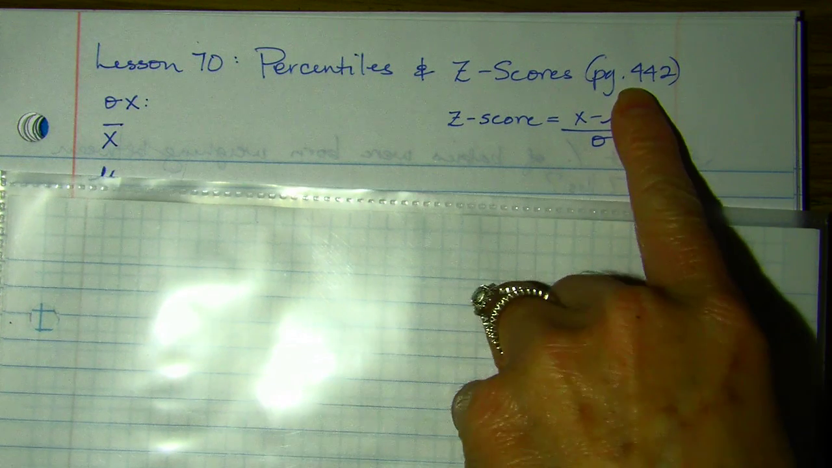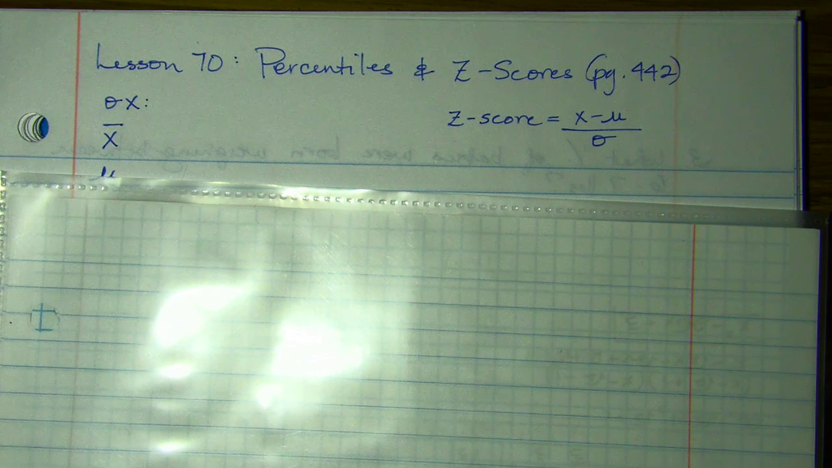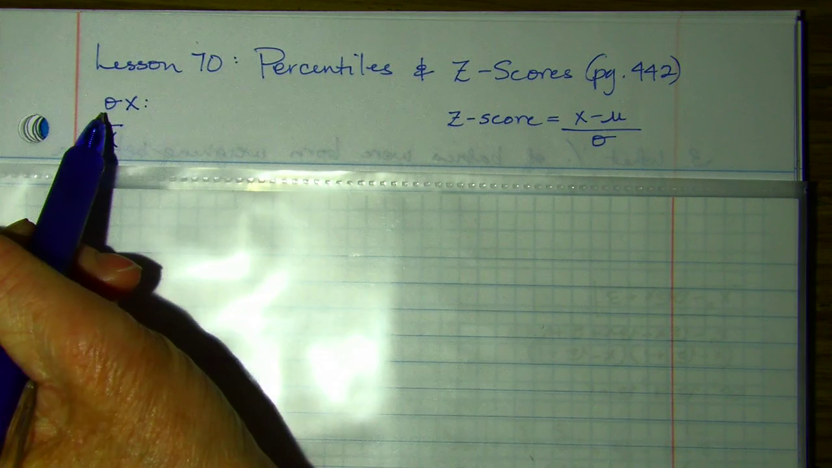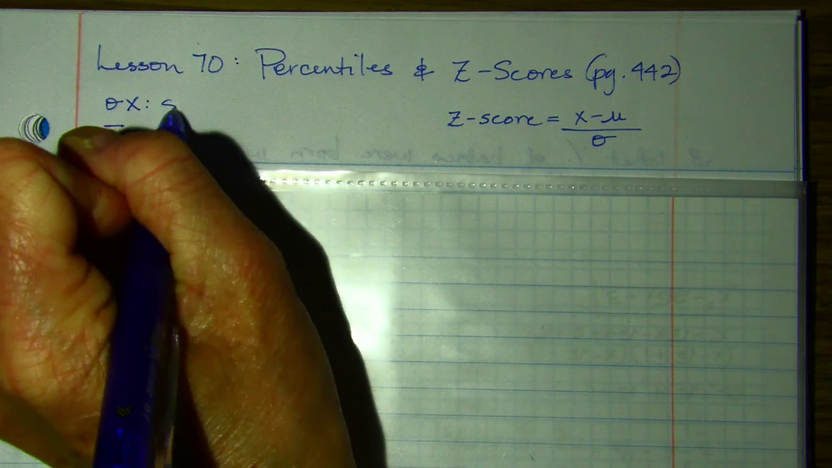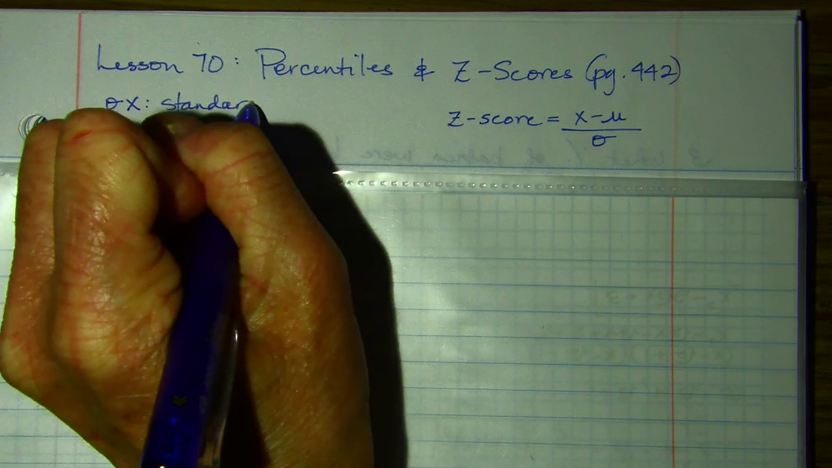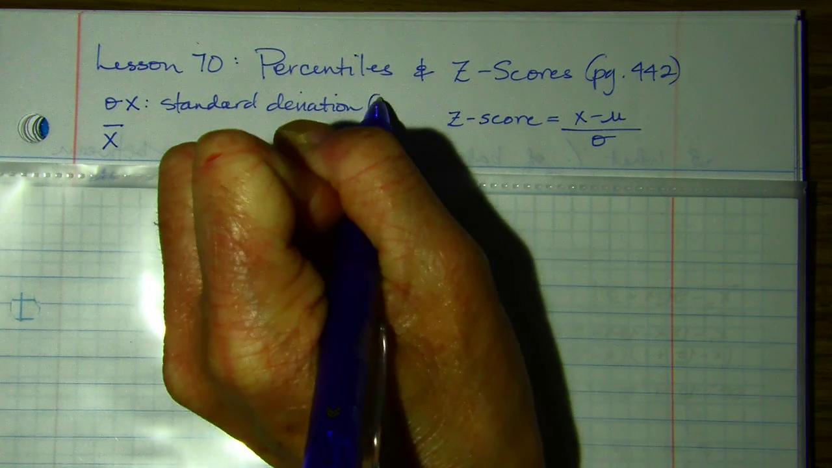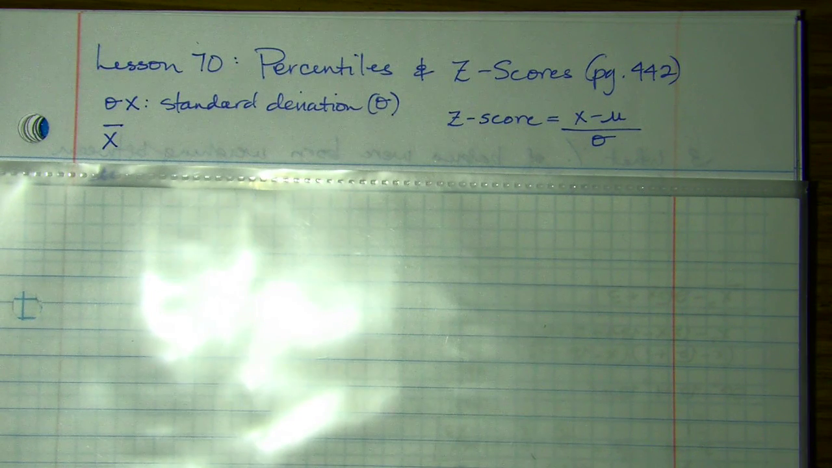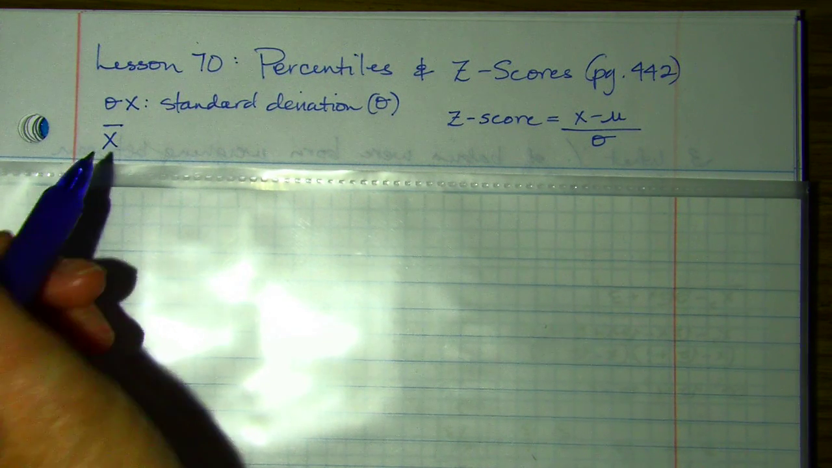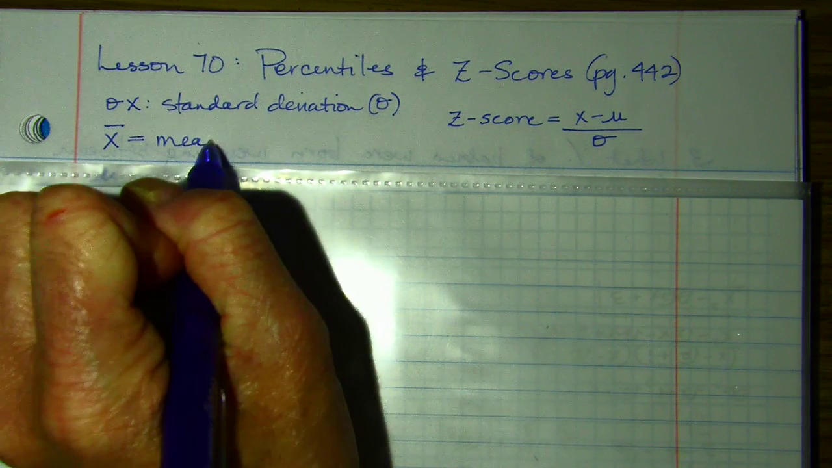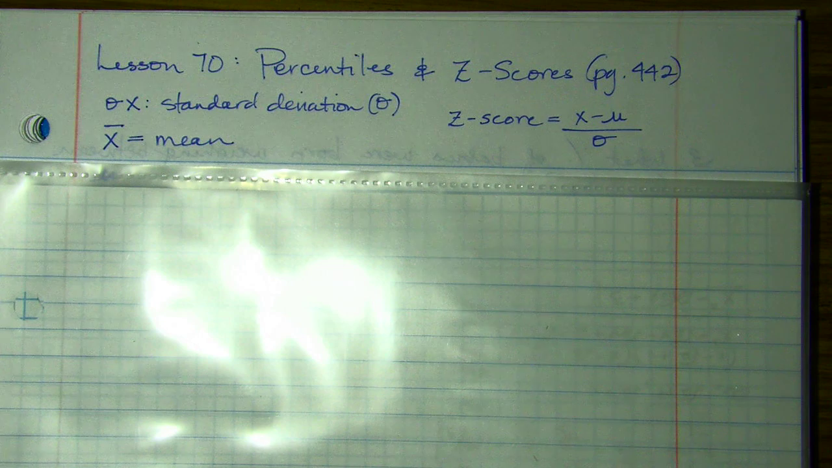You are going to need your book because it has the Z-score table in the back. So let's go over some symbols. This theta x symbol represents standard deviation. They also might just use the theta symbol without x, but that refers to standard deviation. That's the average distance your data is from the mean. X with the bar over it is the symbol for mean. Well, the old symbol for mean.